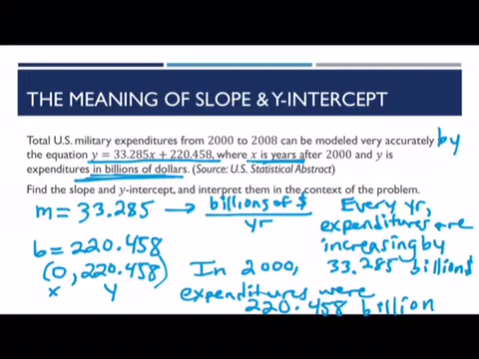And we talked before about an initial value. So here, the initial year, this equation only describes the expenditures from 2000 to 2008, and then it's not an accurate description of expenditures for other years. All right, so the initial year that the equation is valid for is 2000, and then this is the initial cost in that year.